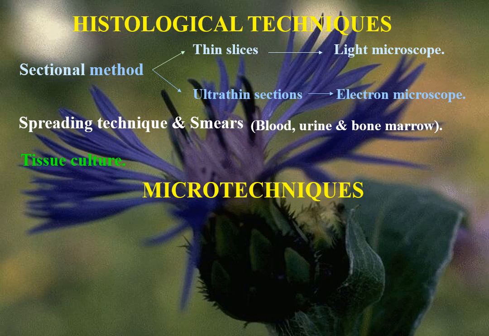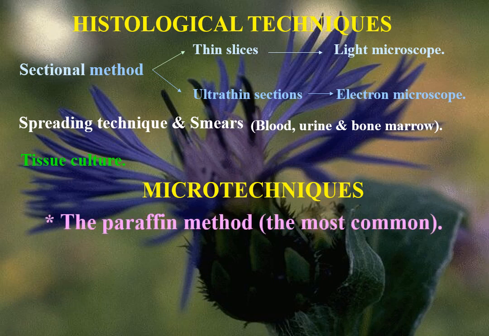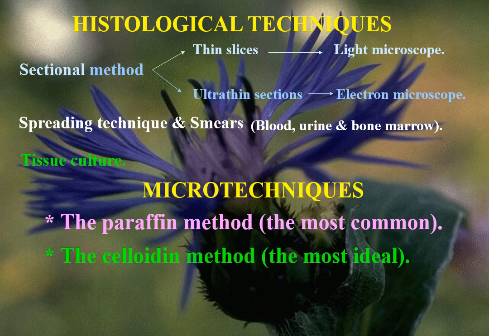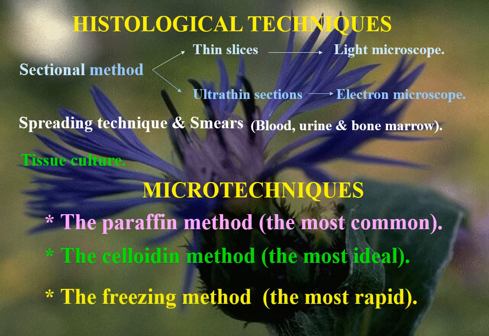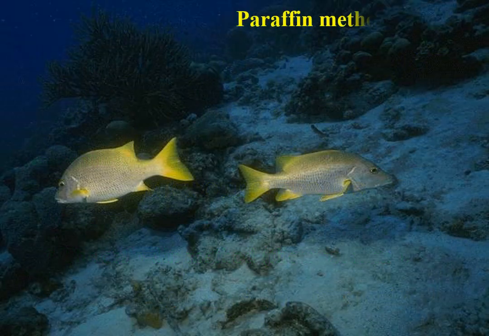Microtechniques are the different methods for preparation of microscopical sections. For light microscopy, there are three methods of sectioning: the paraffin method, the most common, the celloidin method, the most ideal, and the freezing method, the most rapid. Paraffin method.